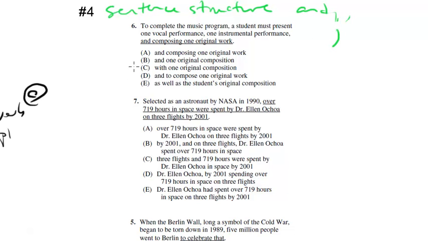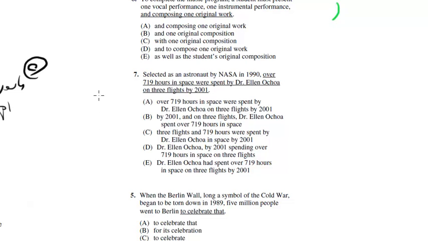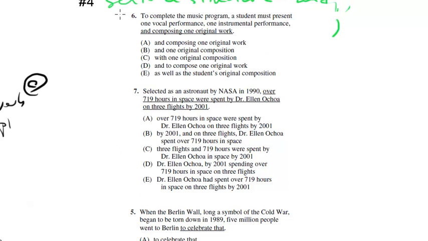So here's a couple specific examples of the kinds of sentence structure errors you'll usually see. And note, as you can see from the examples I have, you'll most often find these types of errors in the improving sentences. 6. To complete the music program, a student must present 1 vocal performance, 1 instrumental performance, and composing 1 original work. This is an example of a parallel error or parallelism problem. Parallel simply means that when you have a list, as you do in this case, they must be of the same form. There's got to be kind of rhythm to it.